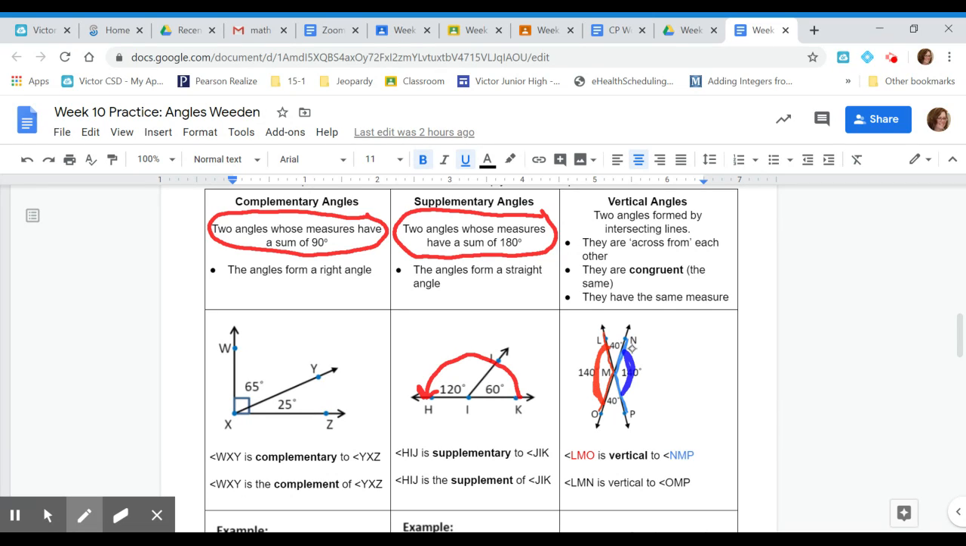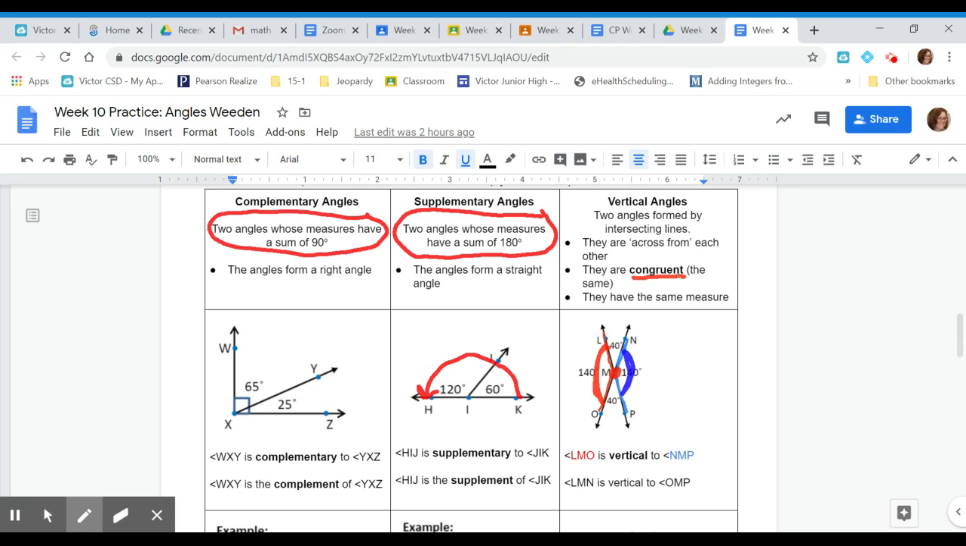So they're just called vertical angles. They're kind of across from each other. They share a vertex, or the point in the middle, and they kind of face each other. They're always going to have the same measure. In math, we call that congruent. So they're the same, so they're congruent.